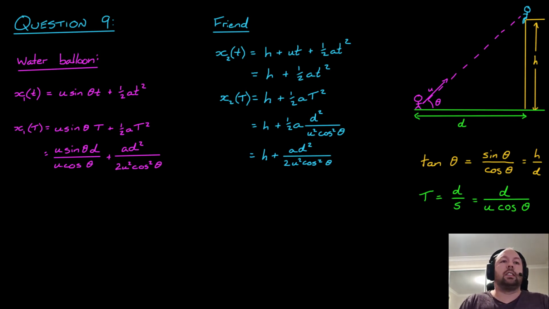What we first need to realize is that in the first part of the equation, we've got a u on the top and on the bottom, so they cancel out. We've then got sine theta divided by cos theta. Now that's tan theta, and we already worked out that that would equal h on d. And we've got a d still there in the equation, plus ad squared all over the 2u squared cos squared theta. And that's going to simplify to h plus ad squared all over 2u squared cos squared theta.